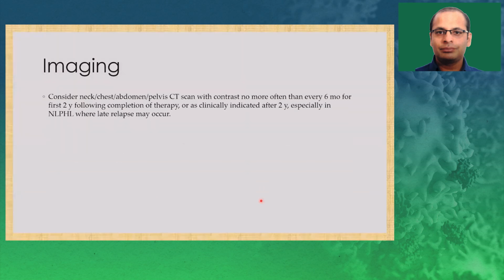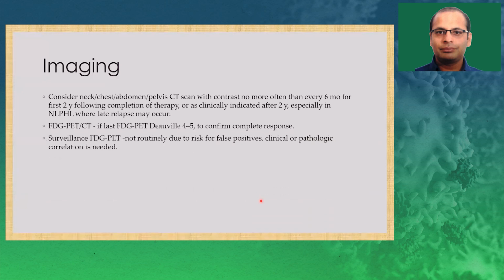Usually prophylactic imaging testing is not required. PET scan is used only if the previous PET showed a Deauville 4 or 5. Surveillance PET is not routinely indicated due to the high risk of false positives.